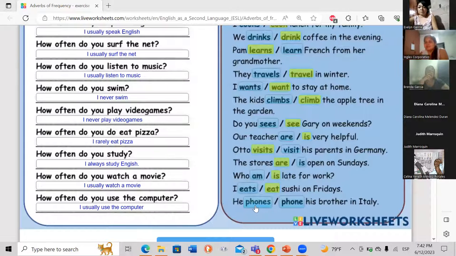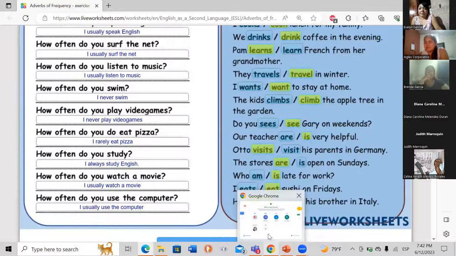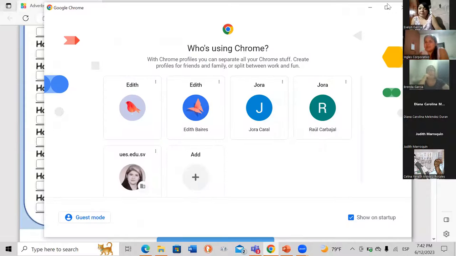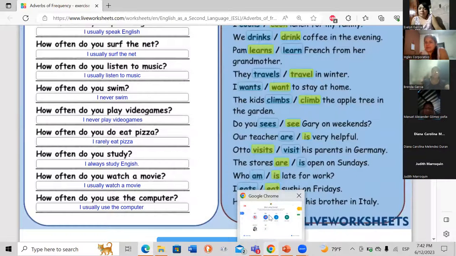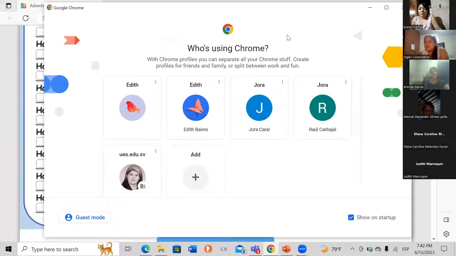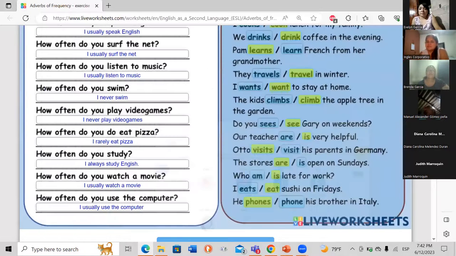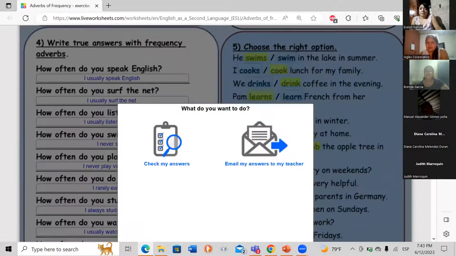He. In this case, we're going to add the third person. Okay? Vamos a agregarle la S a la tercera persona. Okay? Okay, let me see what is the scores that we have here.